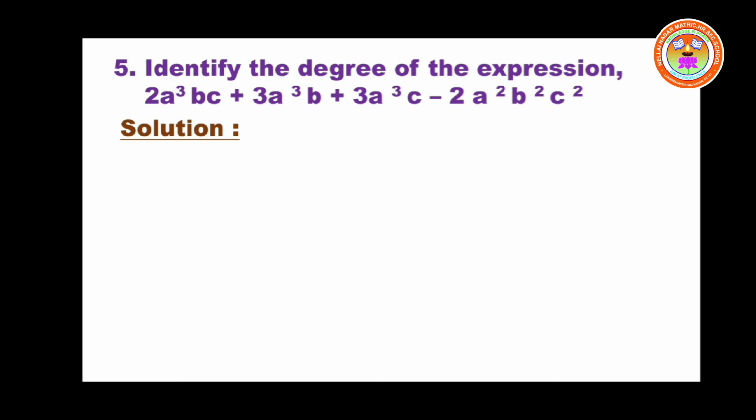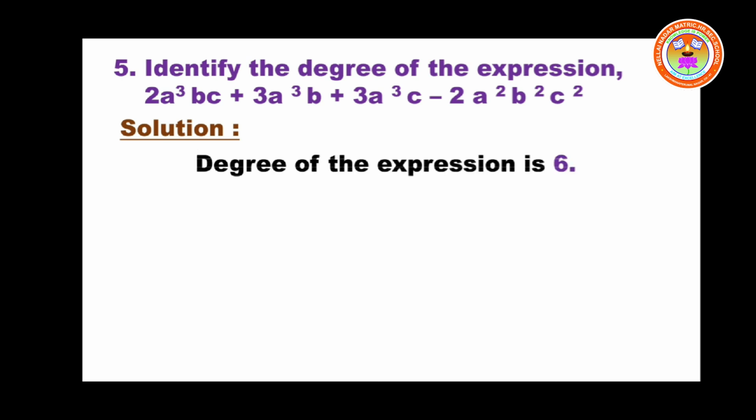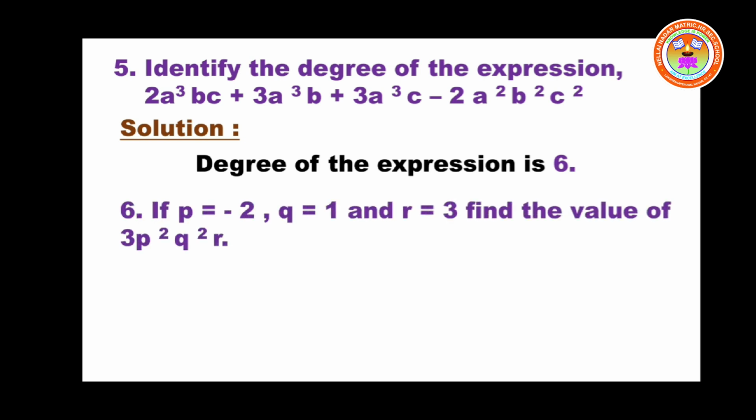The last term you have a square, b square, c square. So I am adding all the degrees. 2 plus 2 plus 2. So 2 plus 2, 4, 4 plus 2, 6. So among the given four terms, the highest degree is 6. Therefore, the degree of the expression is 6. Now let us move on to problem number 6.